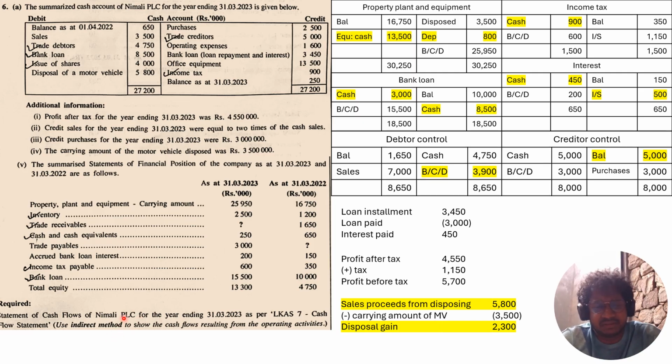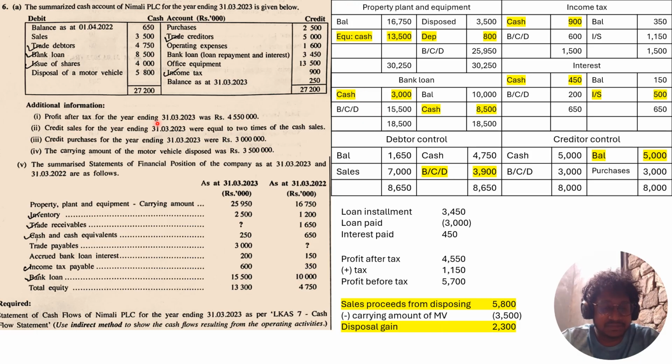So if you're preparing in the direct method, the information is given, right? Here the property, plant and equipment, income tax and the bank loan are given. So let's see how to prepare this.